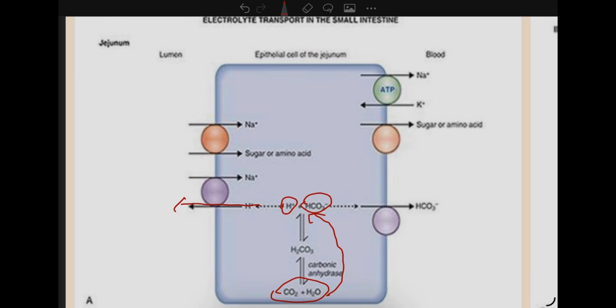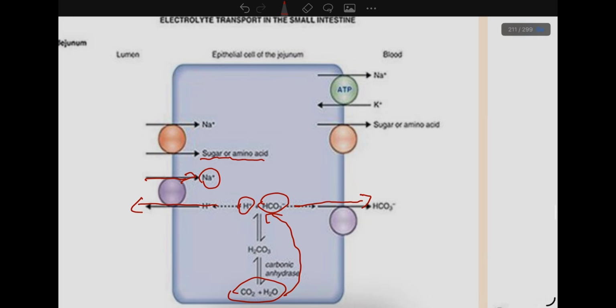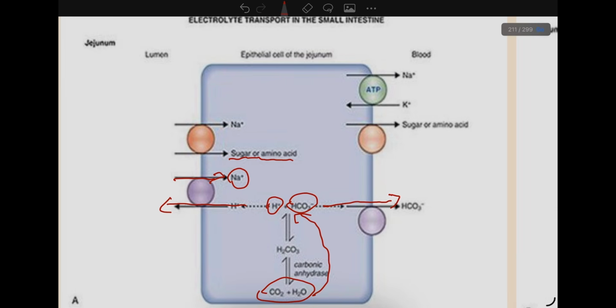Hydrogen will go out of the cell through this exchanger. So what did we just do? We reabsorbed sodium. And sodium can also go in with sugar or amino acids like we discussed before, either through SGLT1 with sugars or with amino acids. So we are reabsorbing sodium. Beautiful. What happens to the bicarbonate? It goes directly to the blood. So we reabsorbed sodium and bicarbonate. Easy? Very easy.